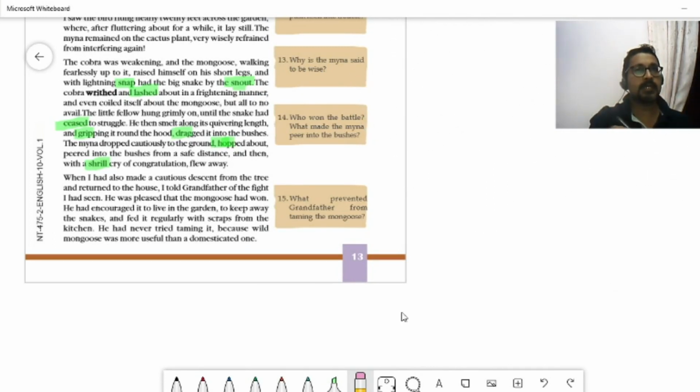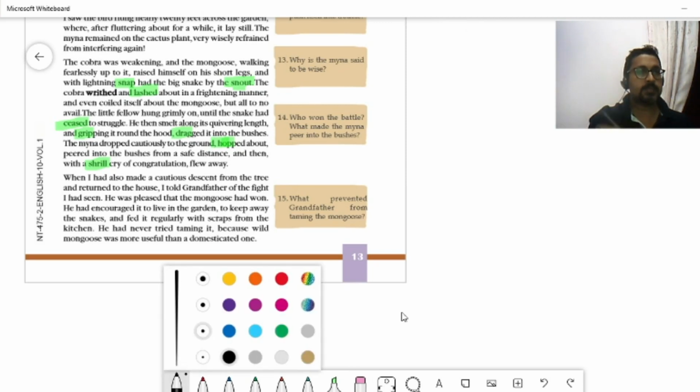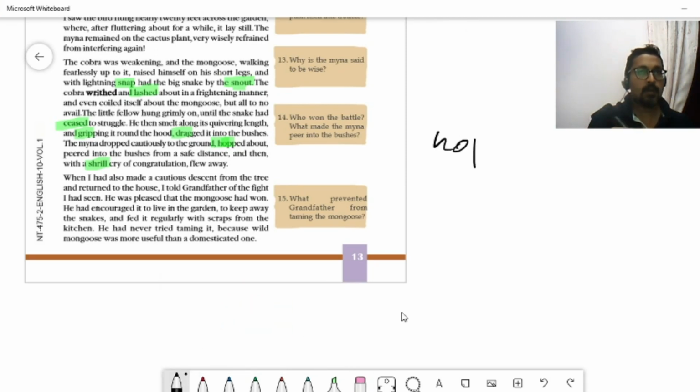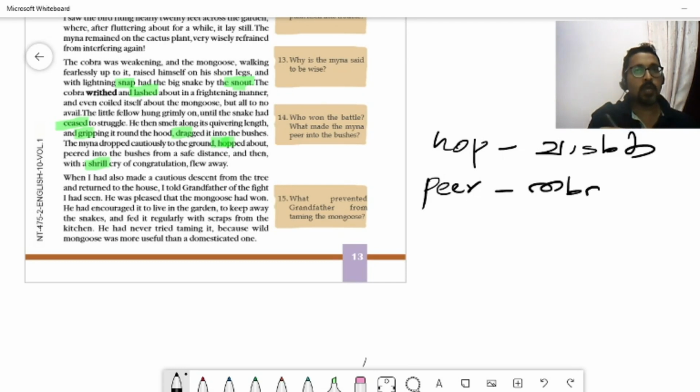Hop, to move on one leg, hopping on its leg. Peer, to look intently.